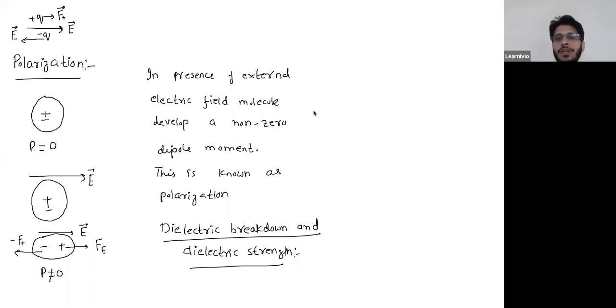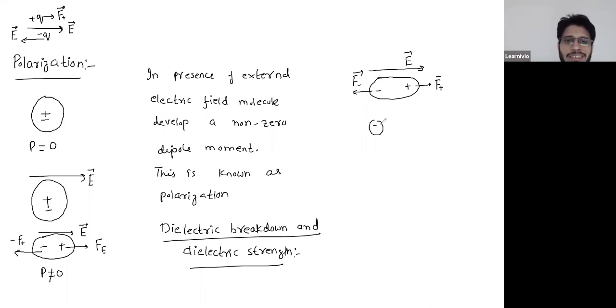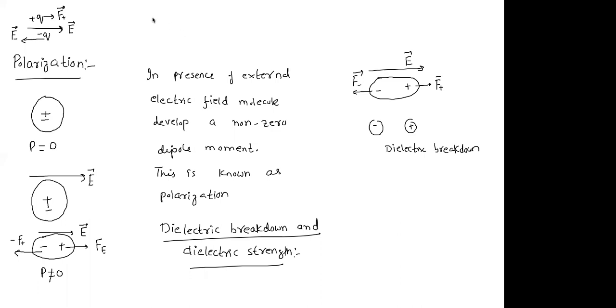If I place a molecule in some external electric field, then the electric field will exert force on the molecule. Due to this force, the molecule stretches. The field will push the positive charge in one direction and exert force on the negative charge in the opposite direction. If I keep on increasing the value of the electric field, at a particular value the molecule breaks down into positive and negative charges. This is known as dielectric breakdown. And the value of electric field at which a dielectric breaks down is known as dielectric strength.